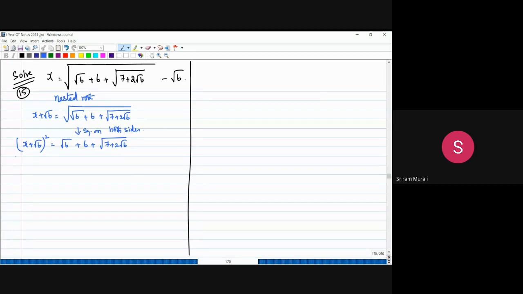Now you expand this: a square plus b square plus 2ab is equal to root 6 plus root of 7 plus 2 root 6. We want to ultimately find what is x. We want to find ultimately what is this x. And plus 6 is missing. Sorry, root 6 plus 6.